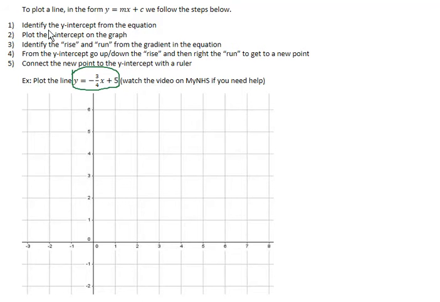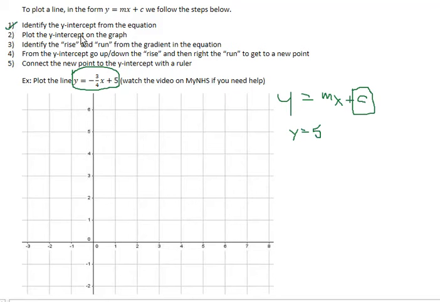The first step says identify the y-intercept from the equation. Now remember, if I have y equals mx plus c, it's always just the c. So in my equation, I'm looking for the constant. In this case, my y-intercept is 5. So my y-intercept is y equals 5. Okay, we checked that one.